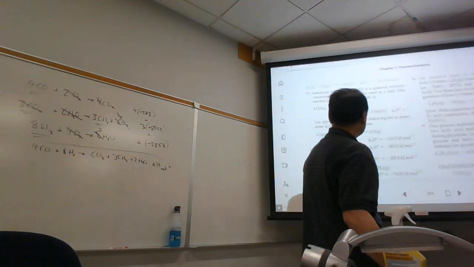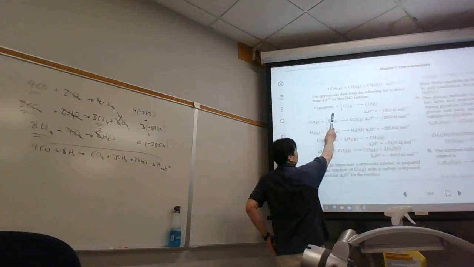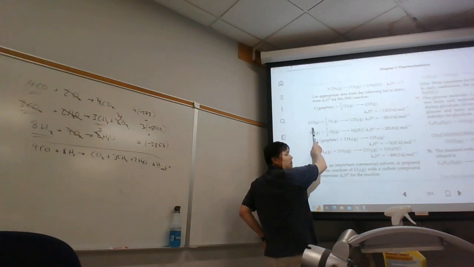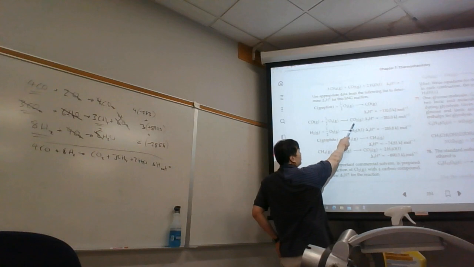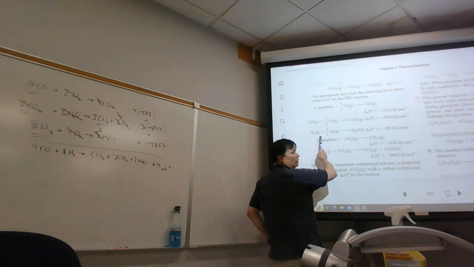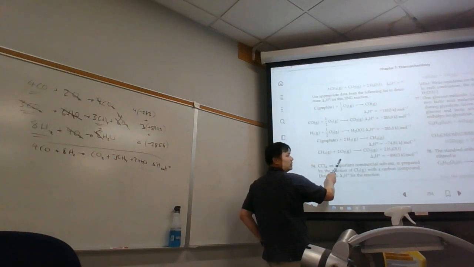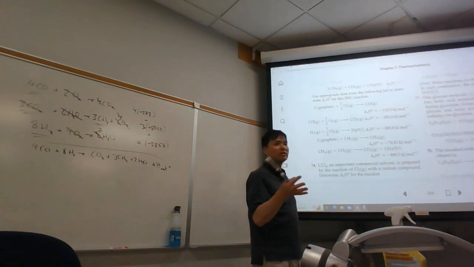When I look at the data that was given here, this is a formation reaction. Is this a formation reaction? No, because we're forming 1 mole of CO2, that's correct, but we're forming it from carbon monoxide, which is not an element. Oxygen is an element. Is this a formation reaction here? Yes. Is this a formation reaction here? Yes. Is this a formation reaction here? No, so it's a random mix of reaction types.